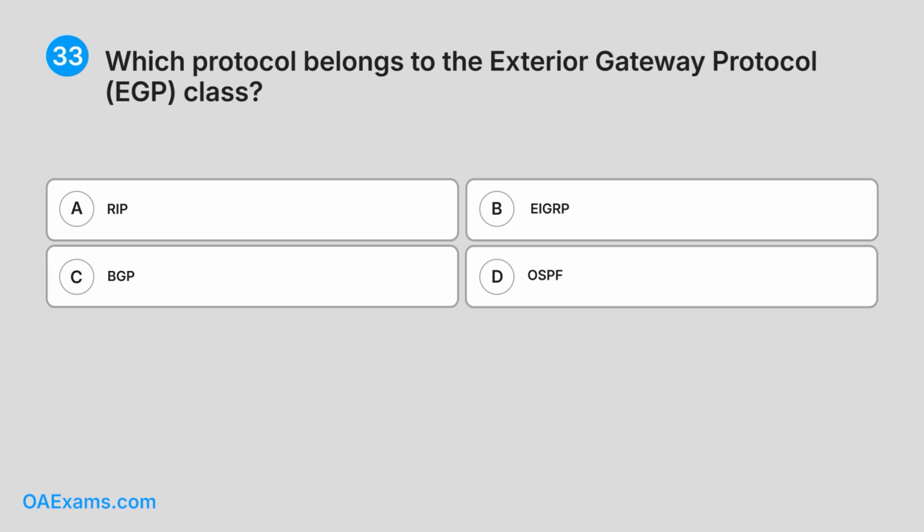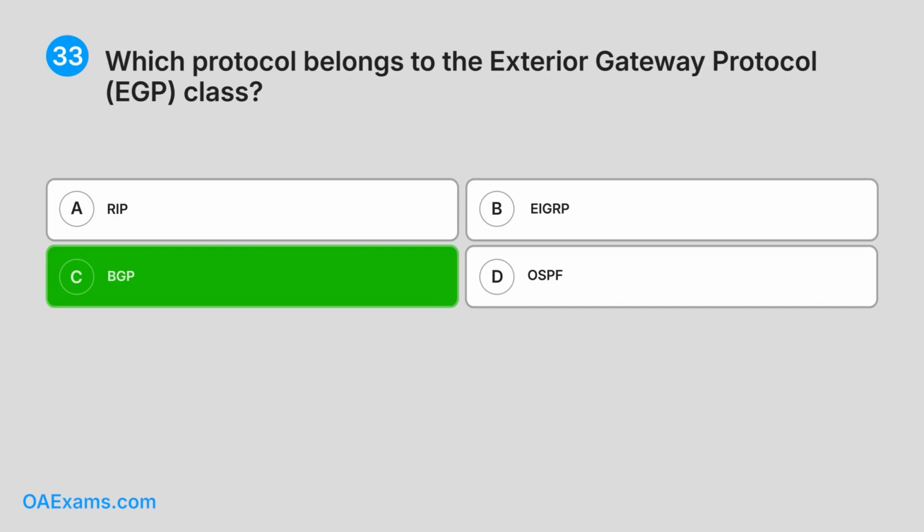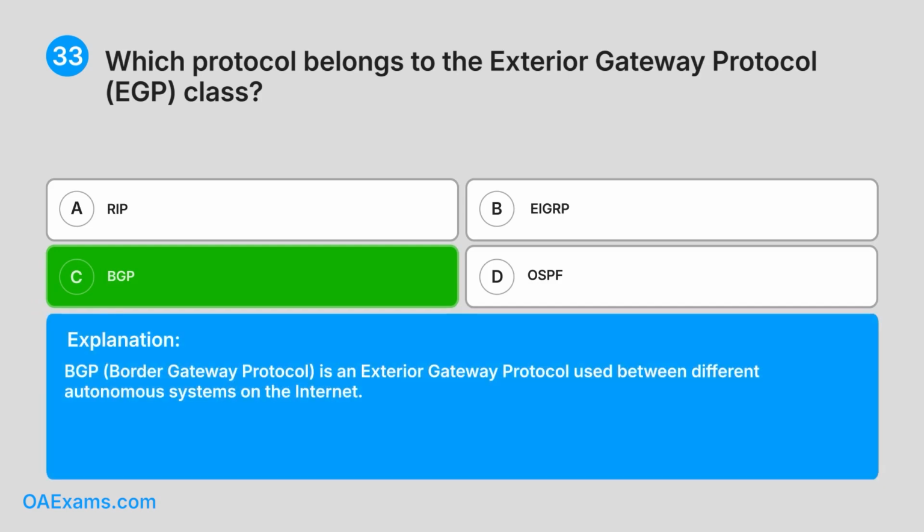Correct answer, C. BGP. Explanation. BGP, Border Gateway Protocol, is an exterior gateway protocol used between different autonomous systems on the Internet.